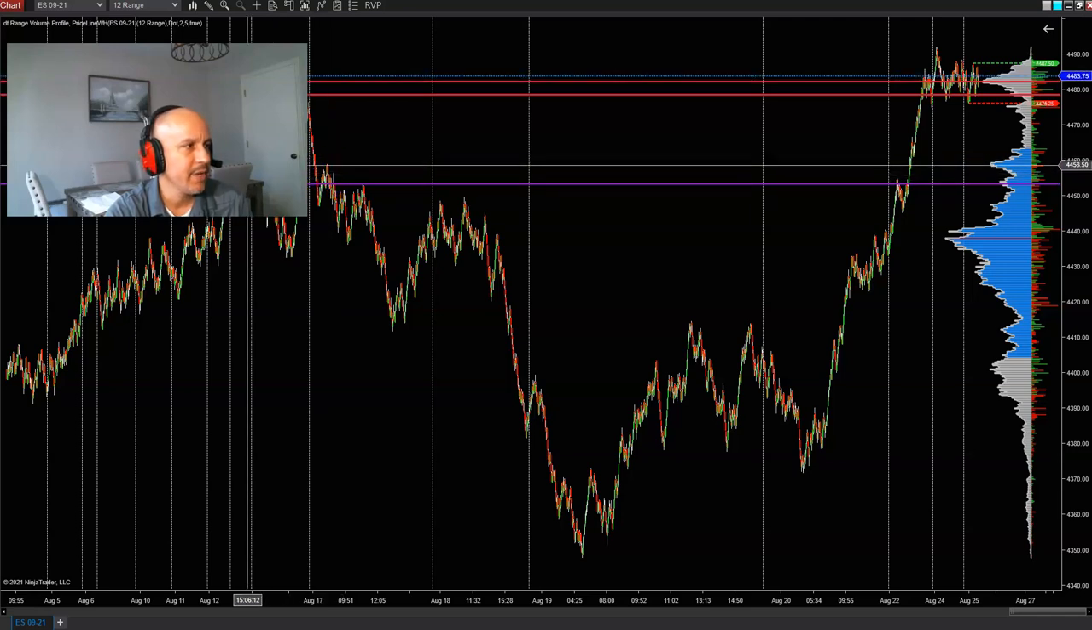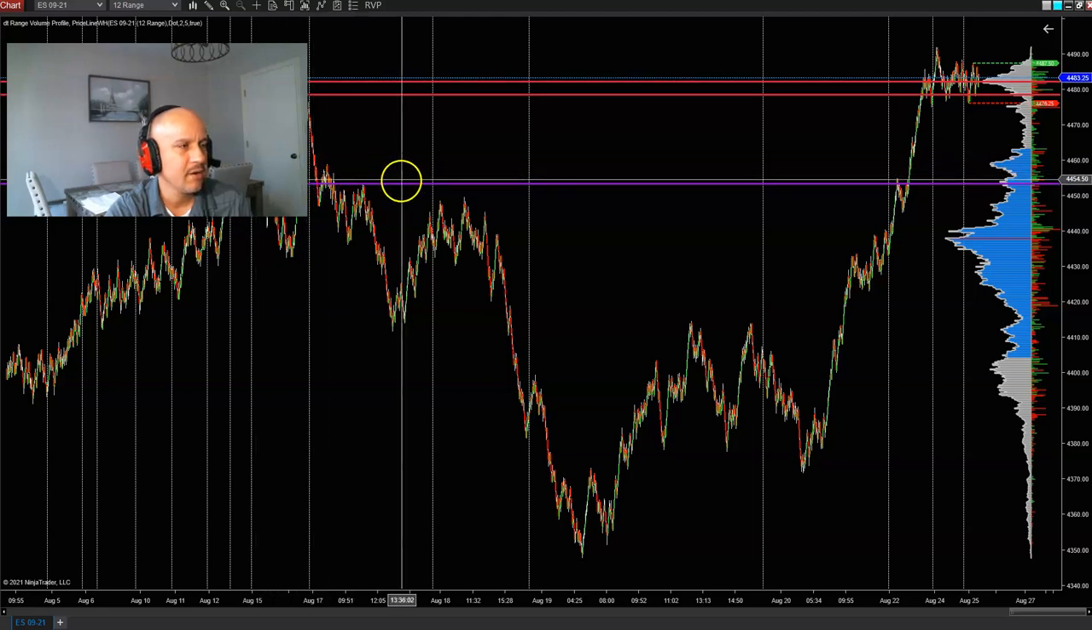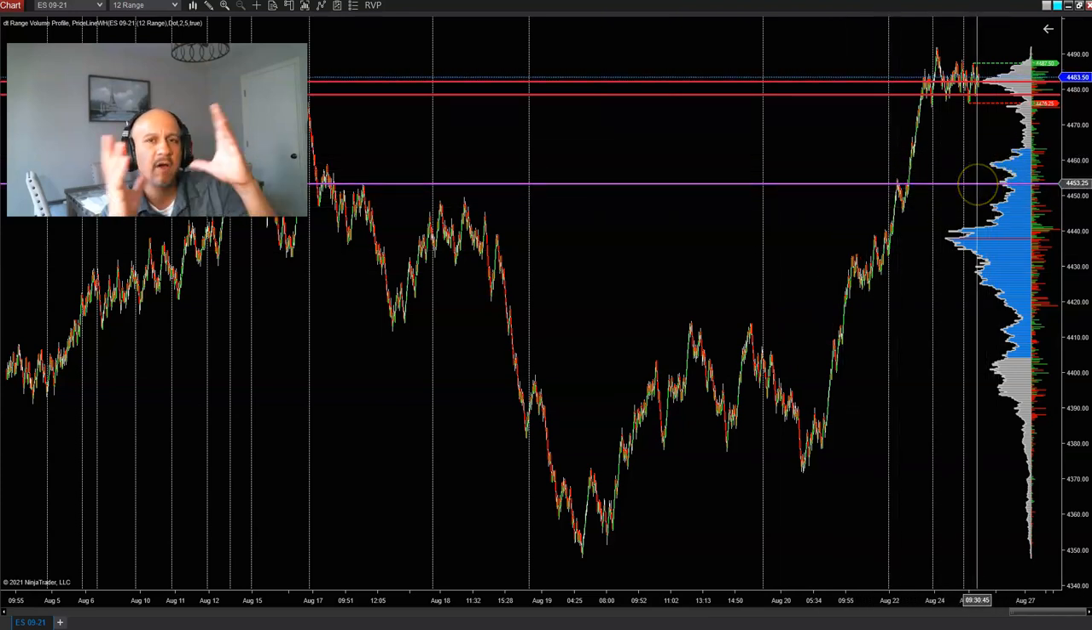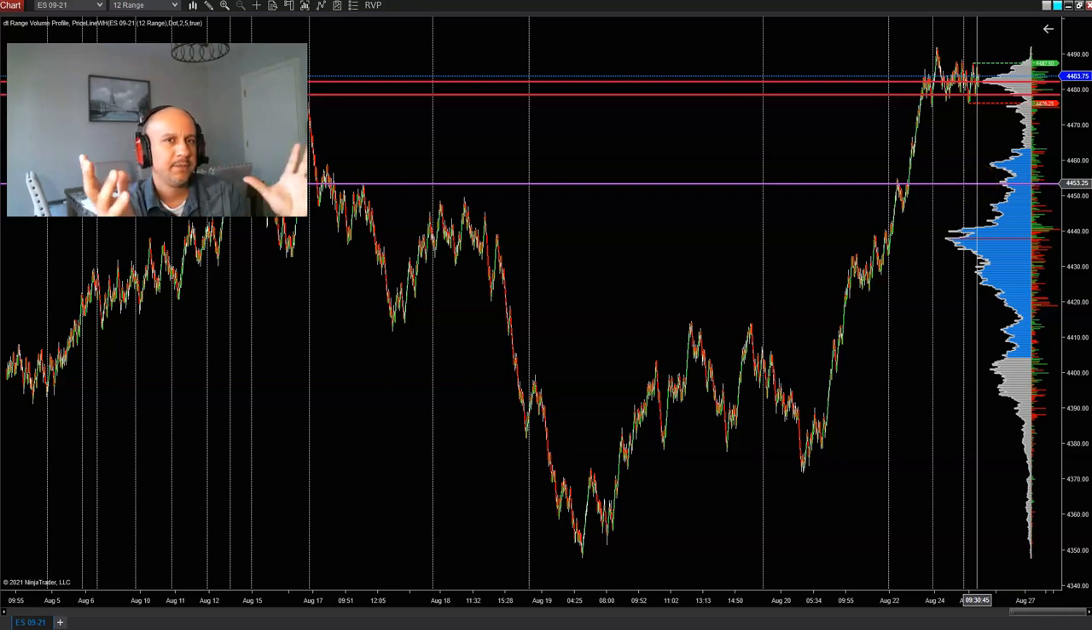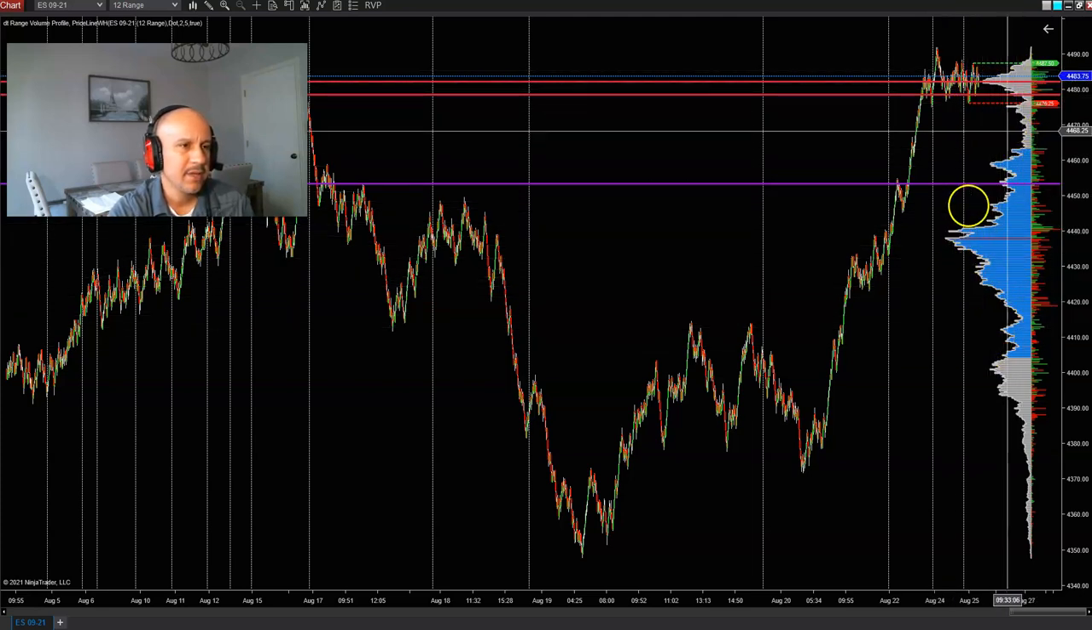Here, just a lot of selling, say for instance right here. And then when the market pushed back up, could have been an area where there's a lot of buying. It just causes an area of volume to come together and be created. It's kind of like peaks and valleys as you see here, like a mountain almost.